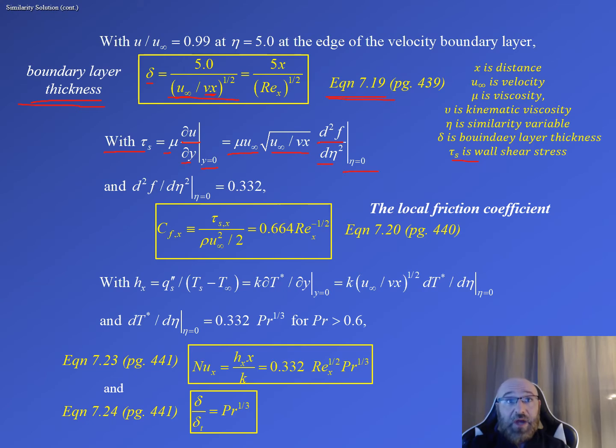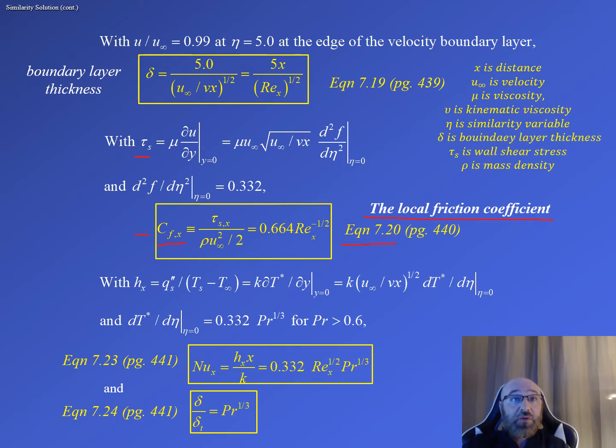So we have that relationship there, and if we go back to our table 7.1 in our textbook, we also have the following relationship: our d squared f over d eta squared, evaluated when eta is equal to 0, is equal to the value of 0.332. So we can use this tau sub s, our wall shear stress, in equation 7.20 on page 440 of our textbook in order to calculate the local friction coefficient. We have this equation given here where we have our C sub f comma x, which is our local friction coefficient.